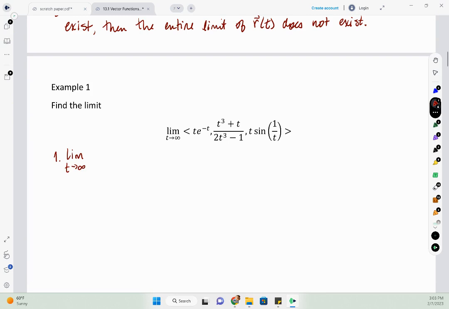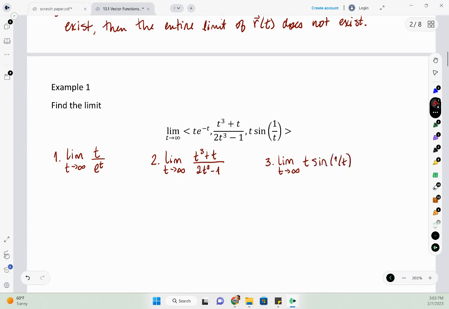And I'm going to rewrite the function. Instead of writing it as t times e to the minus t, I'll write it as t over e to the t. The second one will be the limit as t goes to infinity of t cubed plus t over 2t cubed minus 1. And the third one will be the limit as t goes to infinity of t times sine of 1 over t. All right, we have three limits and they all bring up something different as we try to evaluate them. The first one, we're looking at the limit as t goes to infinity of t over e to the t.